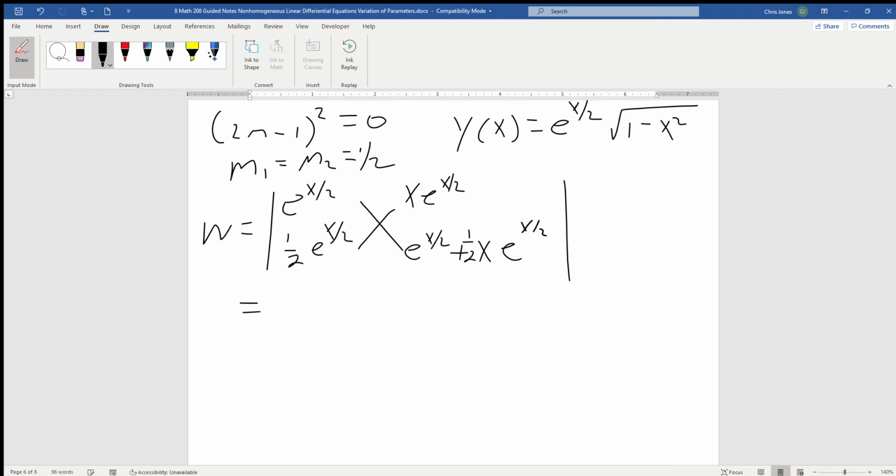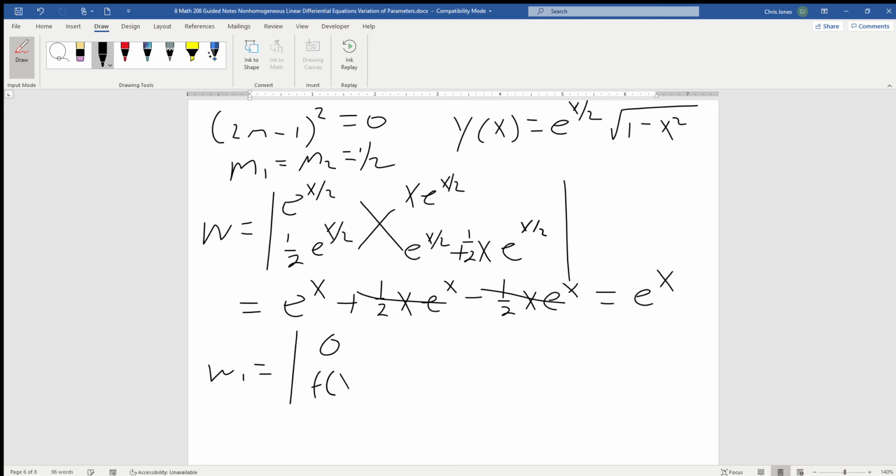So when we cross down, e to the x over 2 times e to the x over 2, if we add x over 2 and x over 2, that gives us 2x over 2, or just x. So we're going to get an e to the x plus 1/2 x e to the x minus 1/2 x e to the x. And mercifully, almost magically, we're left with an e to the x. Thank goodness.